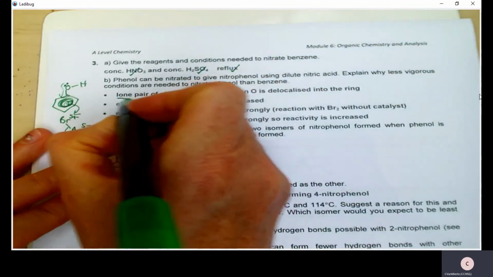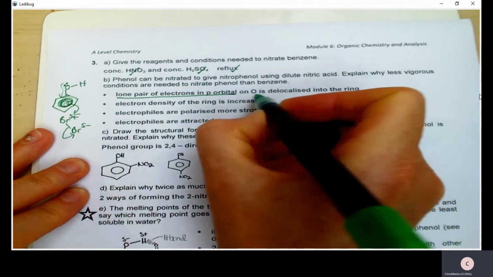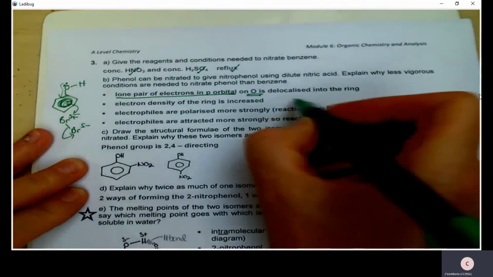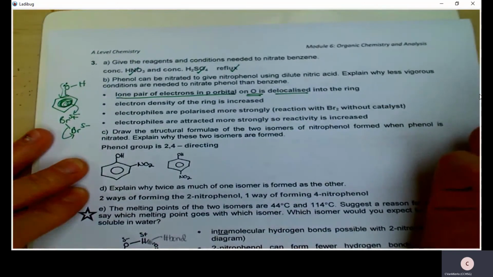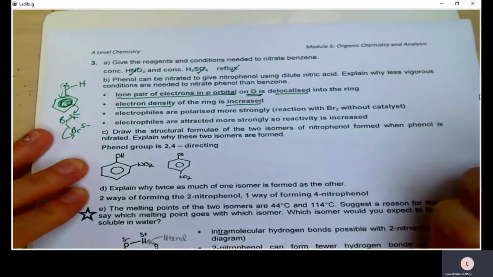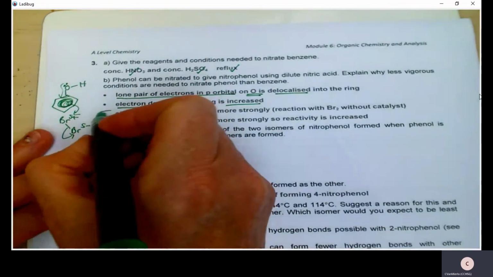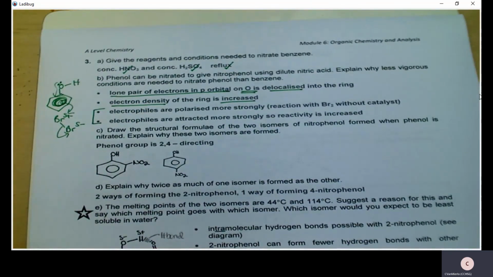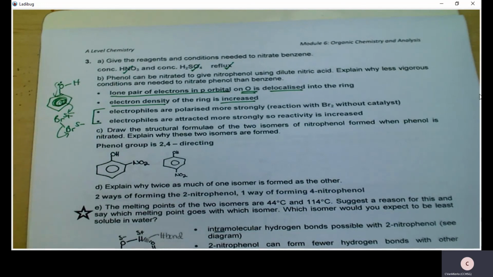So key points, we need to say the lone pair of electrons in the p orbital on the oxygen, not on the OH, is delocalized into the ring. We need to explain that the electron density of the ring is increased, and then you can say either of these depending on the context of the reaction. So we're saying why less vigorous conditions are needed to nitrate phenol.